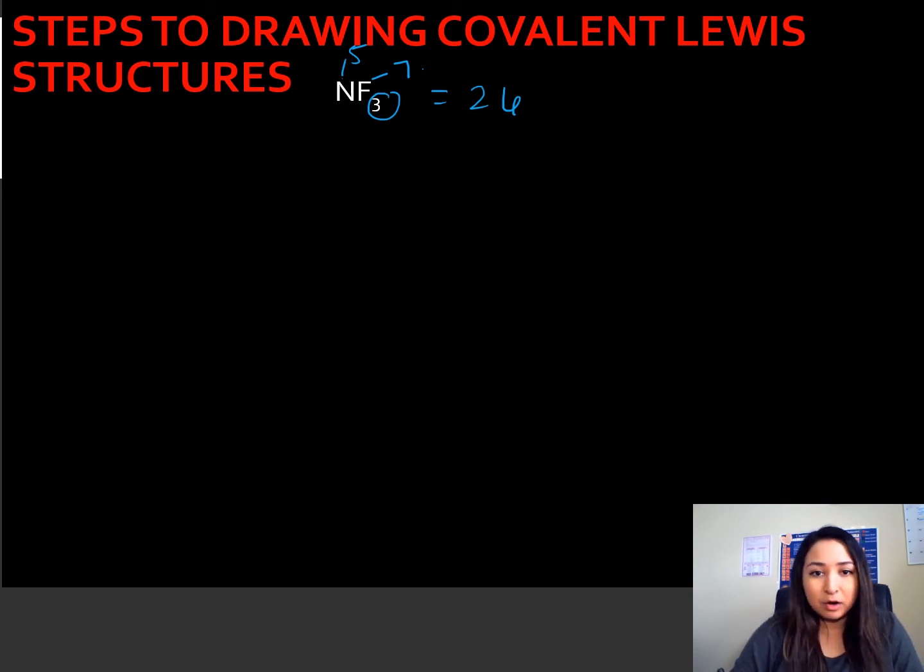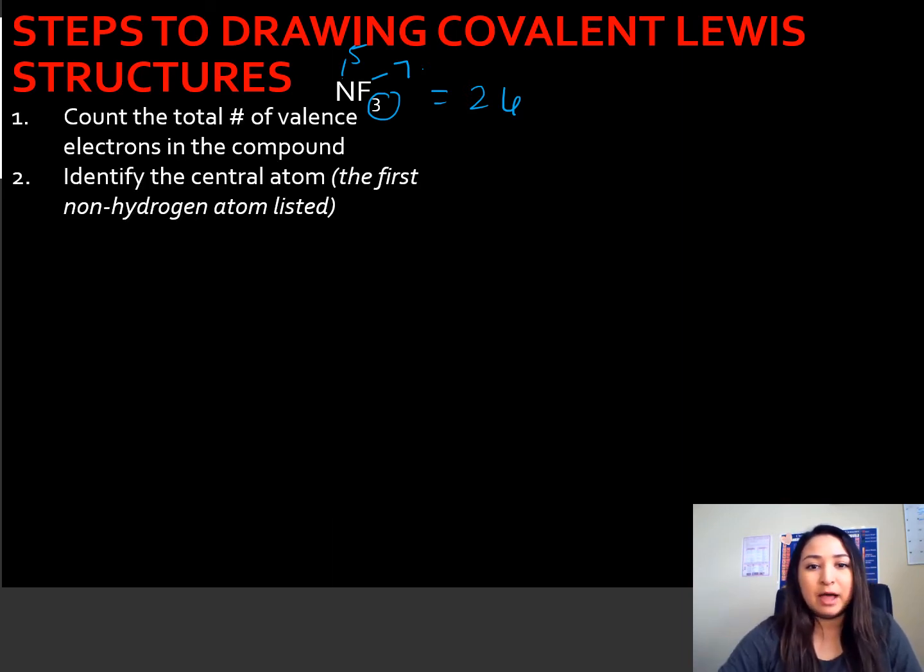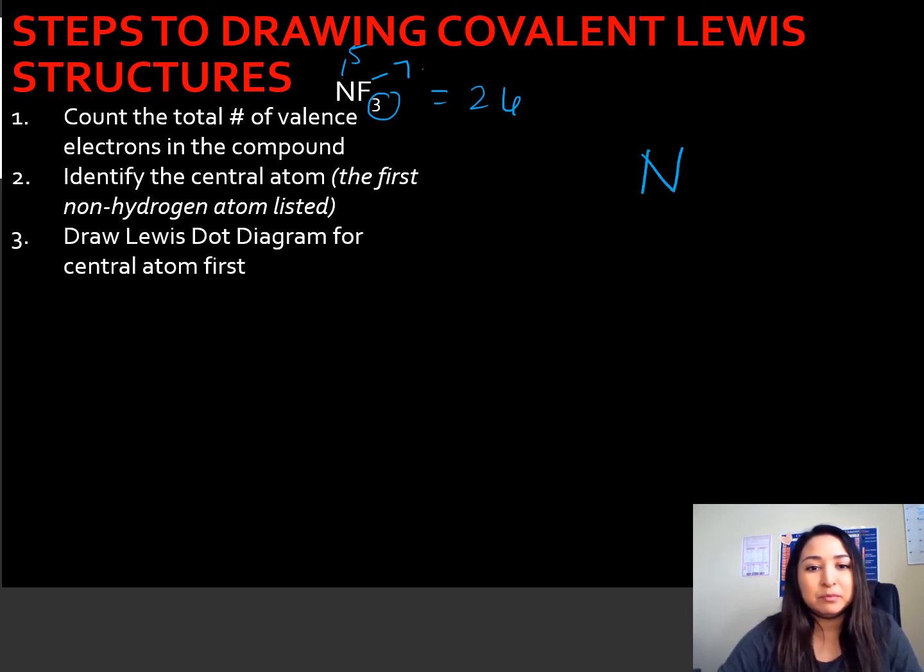Now we need to pick our central atom. So our central atom would be the one that goes in the middle. Remember, it is never hydrogen, and it's the one furthest away from fluorine. So because fluorine is part of our compound, that means nitrogen would go to the center. So I'm going to draw N in the middle. And then we would draw our non-central atoms. So our fluorines would go all around it and try to space them out as evenly as possible.